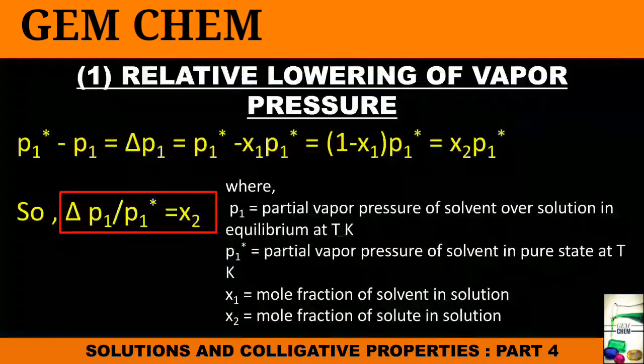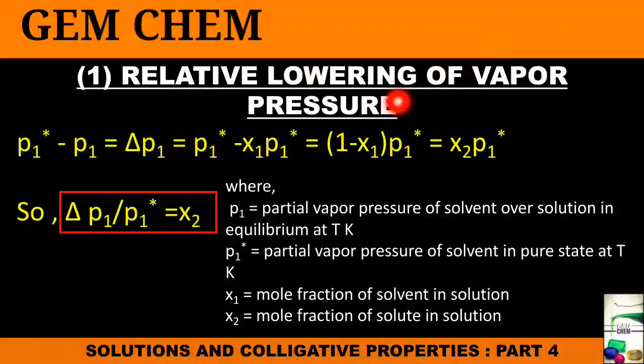Now let us start. First we will deal with the relative lowering of vapor pressure. For this derivation we need to know Raoult's law, which has already been discussed in the previous video. Here P1 star minus P1 is taken for the lowering of vapor pressure, only the difference taken, where P1 is the partial vapor pressure of solvent over solution in equilibrium at T Kelvin, where T is the temperature which is kept constant, and P1 star is the partial vapor pressure of solvent in pure state at T Kelvin. And this difference is written as delta P1.